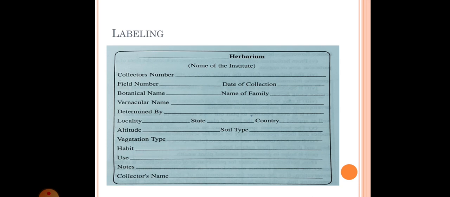In this, include information like collector's name, field number, date of collection, botanical name, name of family, vernacular name of the plant, locality, state, country, altitude, soil, vegetation type, habit, use, and notes. So, all this labeling should be there on the herbarium sheet.